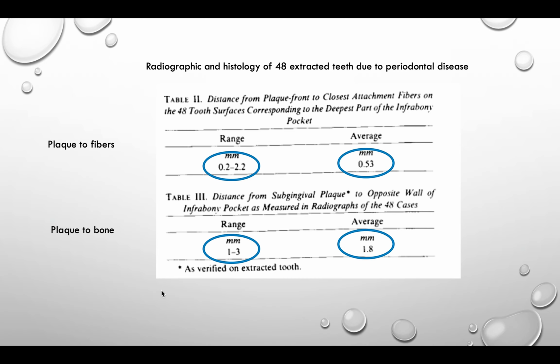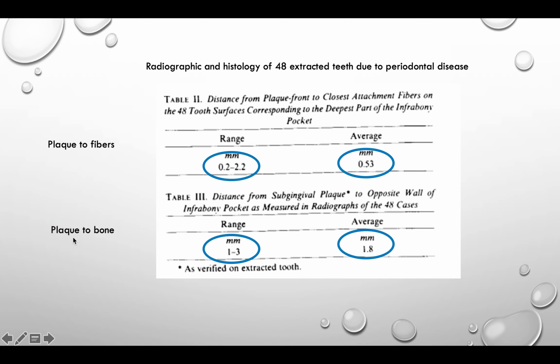In the slide I put screenshots of the titles of these two old papers. The other one is on 48 extracted teeth, and you see that he put this very old table, with a range and also the average. From the plaque to the attached fibers, on average he found 0.5 millimeters. So there is a zone of inflammation, and because that inflammation happens, the body will retract all this attachment apparatus more apically, so there is no direct invasion of the bacteria.